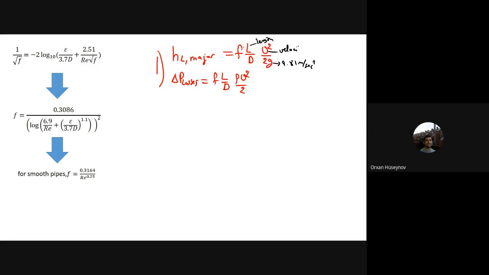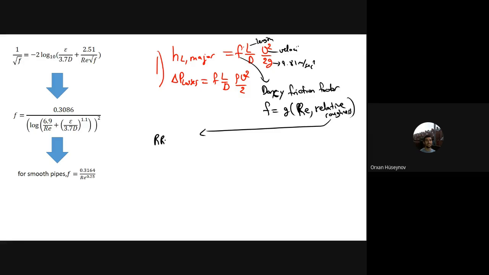And the f that comes into the picture is the Darcy friction factor. This f is a function of the Reynolds number that we talked about in the beginning, and it is also a function of the relative roughness. Now what is the relative roughness? We know the Reynolds number. The relative roughness is epsilon by D, where D is the diameter and epsilon is the absolute roughness.